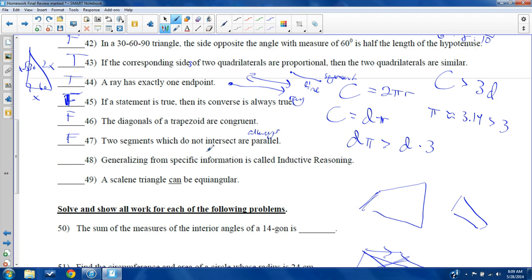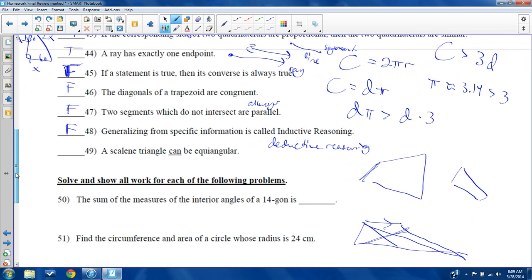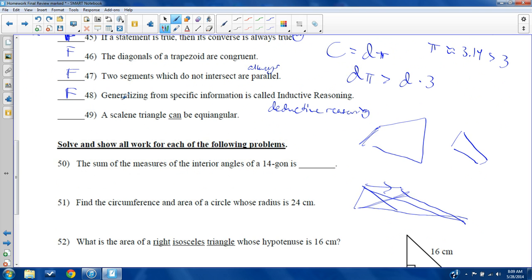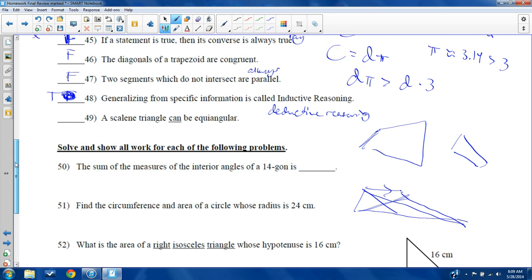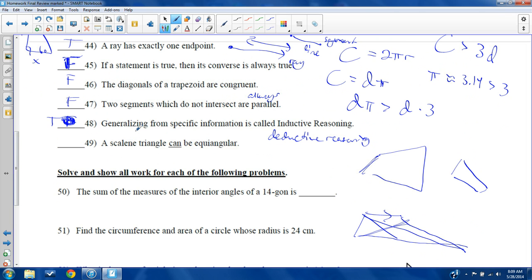Generalizing from specific information is called inductive reasoning. I believe that's deductive reasoning. We haven't done too much in deductive reasoning. I did 1 lecture on it. I think this is false. You know what? I can't remember. Well, generalizing from it, I think, is inductive reasoning, yes. I gave examples. I think it was in like number 4 or something like that. You can look back at that.